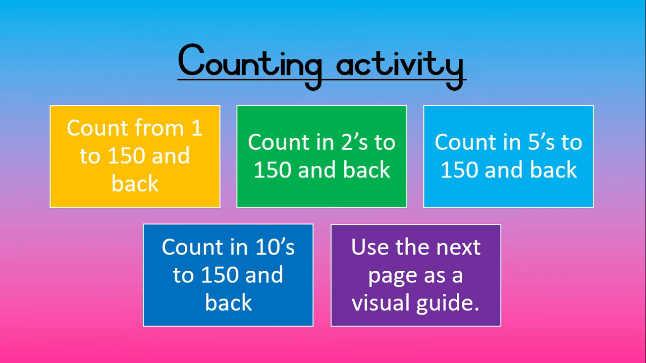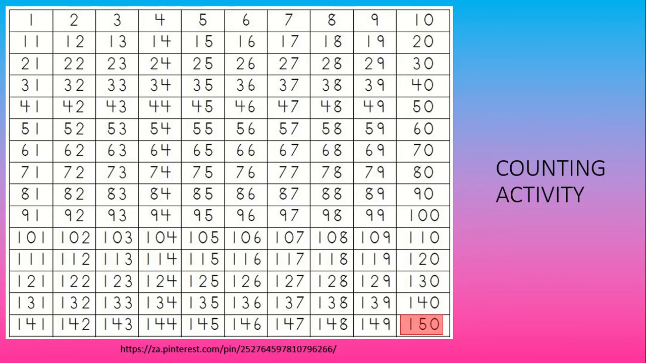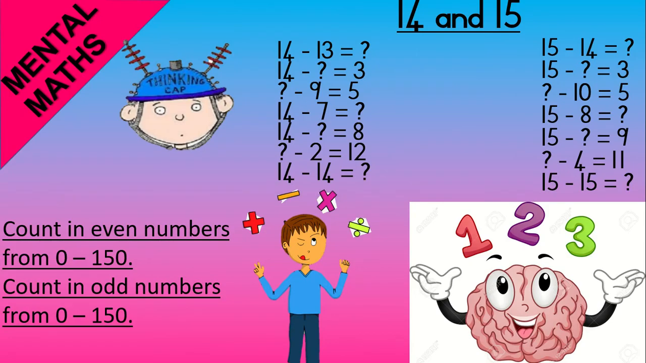For the counting activity, please make use of the following prompts and pause this page as the children do their counting activity. For mental maths, only allocate 1 minute for the number bonds of 14 and 15, then count in even numbers from 0 to 150 and count in odd numbers from 0 to 150.